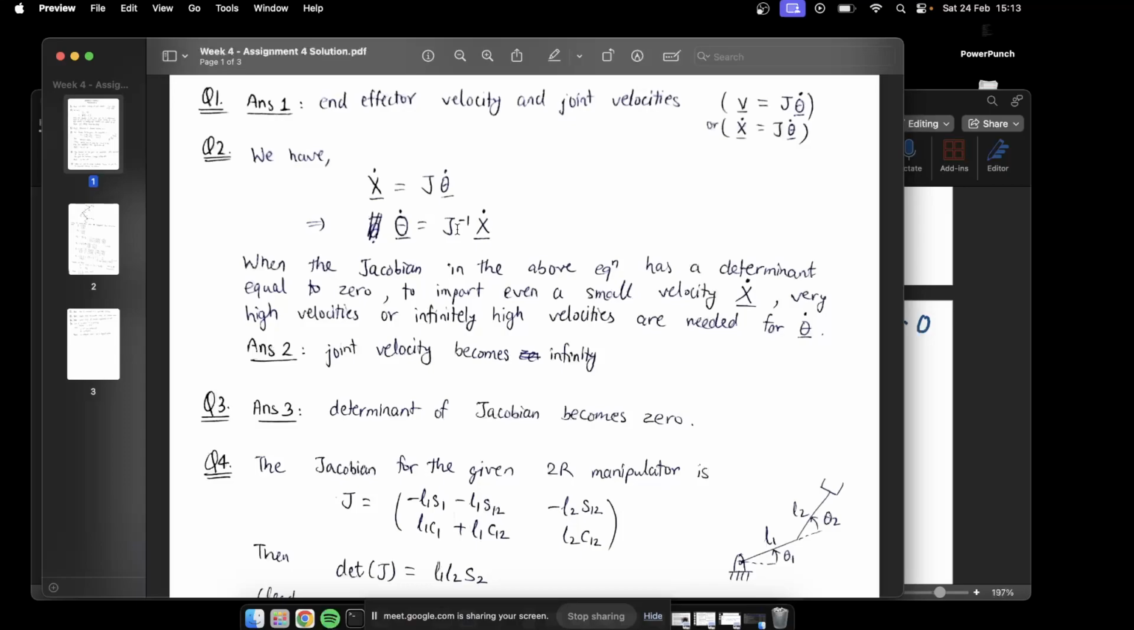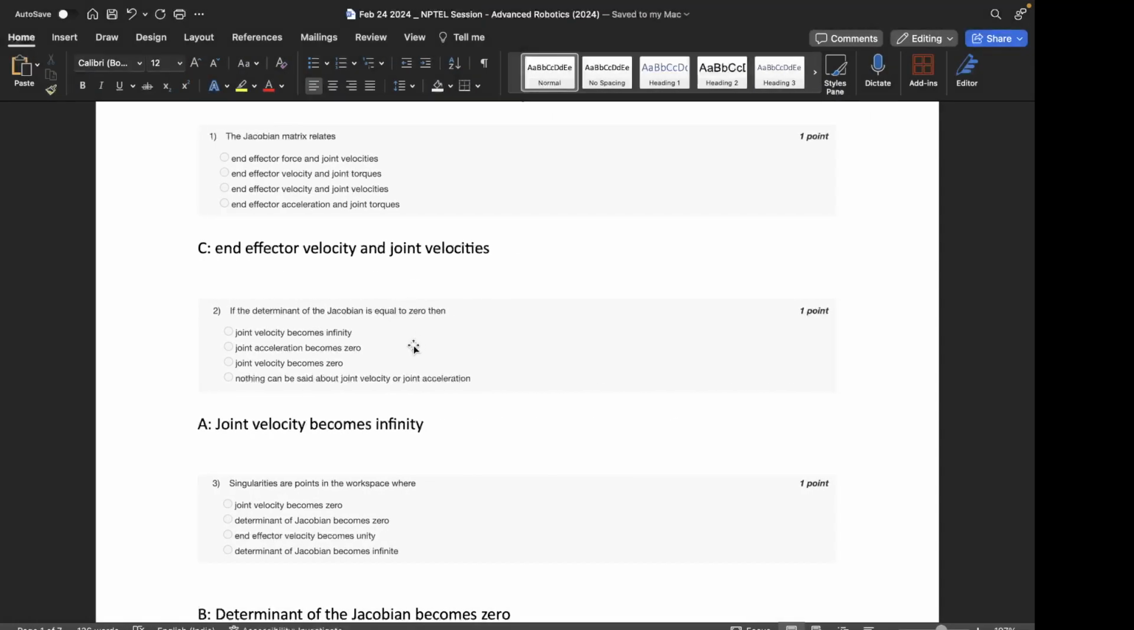And when the determinant of J goes to zero, this quantity will also go to infinity. So joint velocity will tend towards infinity as we reach a position where the determinant of the Jacobian is zero. And that is the location where we say the manipulator is at a singular configuration. As we go close to a singular configuration, the joint velocities increase very rapidly. That's the reason why we would like to avoid such positions while planning our trajectories in practical applications.